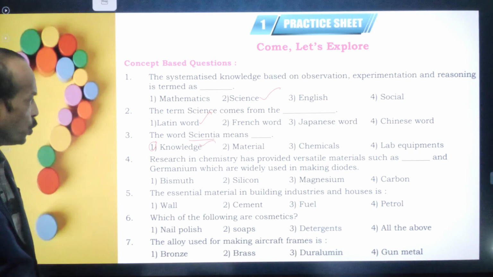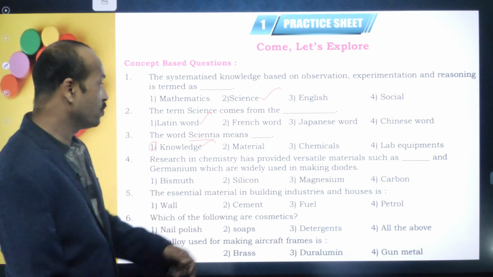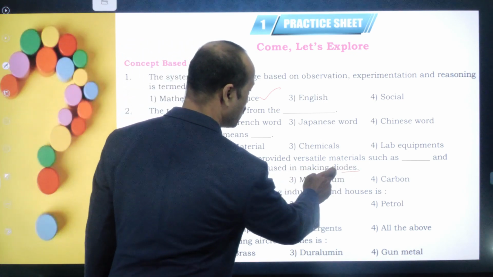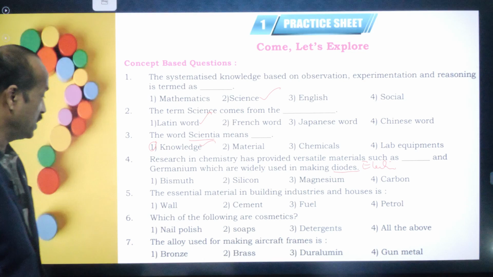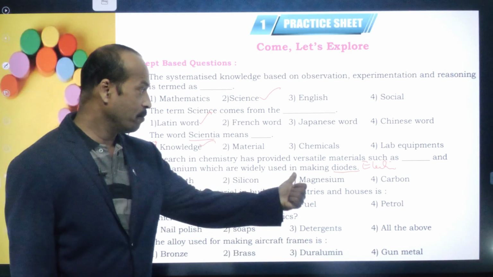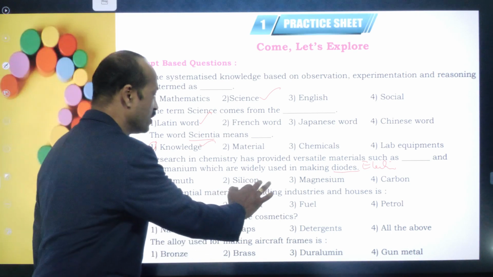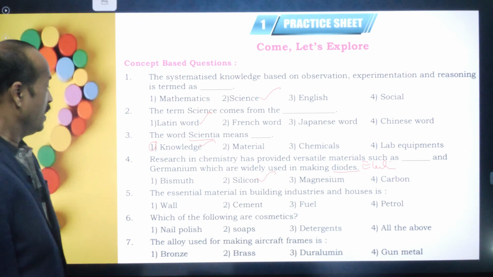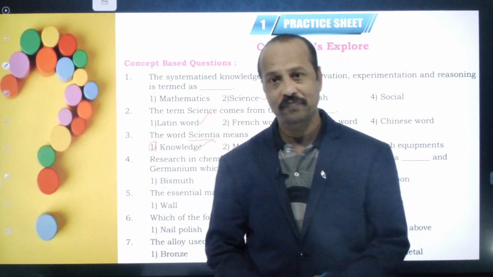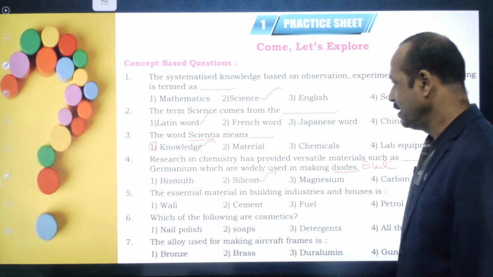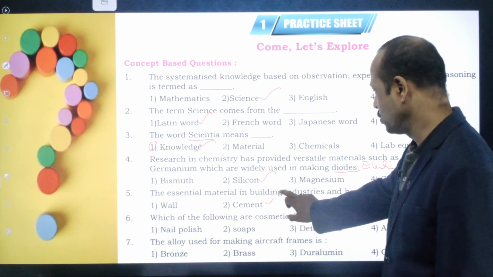Research in chemistry has proved versatile materials such as silicon and germanium, which are widely used in diodes. Diodes are a part of electronics. Which materials are used in electronics? Just now I told you: bismuth, silicon, magnesium, carbon. The answer is silicon. The essential material in building industries and houses: wall, cement, fuel, petrol? The answer is cement. Very good.